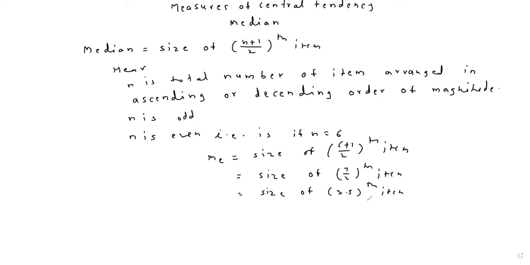So we can find this 3.5th item as the average or mean of the third and fourth item. So this is the procedure for calculating when n is even. Okay. This is the formula for an individual data set.